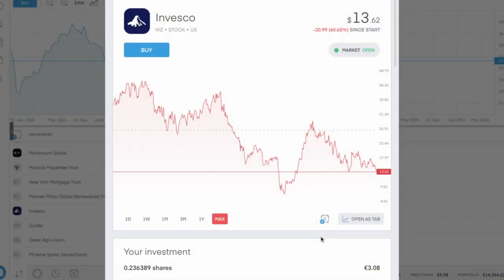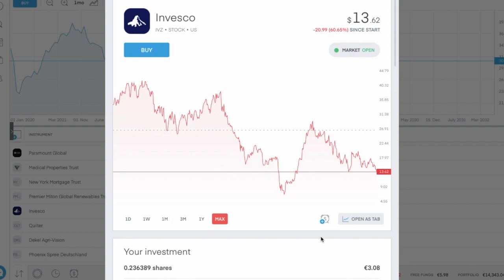Invesco stock. Ticker symbol is IVZ. Currently trading for $13.60 a share. It's on a bit of a downtrend at the moment, like most stocks. Today was a pretty bad day all around. Pays a dividend 4 times per year. The current dividend yield is about 5.8%, and it pays 20 cents a share.